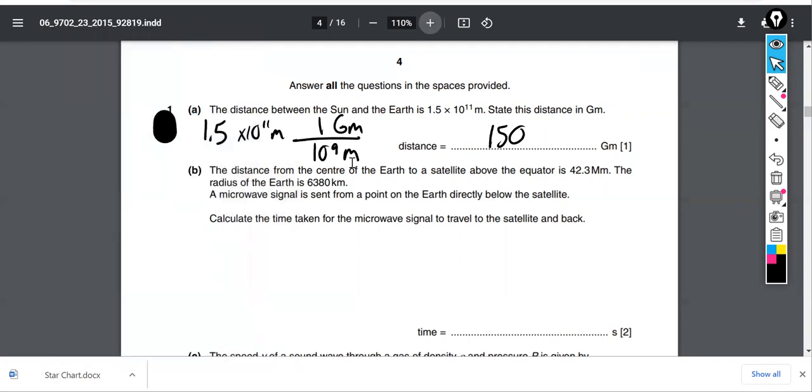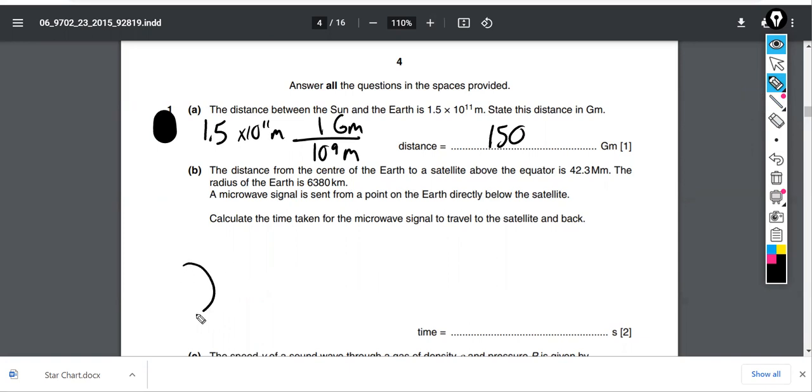The question continues, the distance from the center of the Earth to a satellite above the equator is 42.3 megameters. The radius of the Earth is 6,380 kilometers. A microwave signal is sent from a point on the Earth directly below the satellite. Calculate the time taken for the microwave signal to travel to the satellite and back. Okay, so I think we should draw that out to make it a bit more clear.